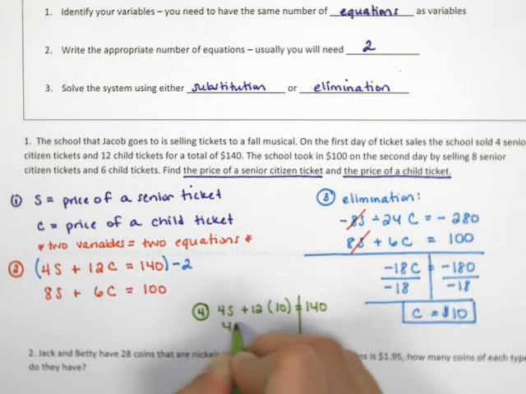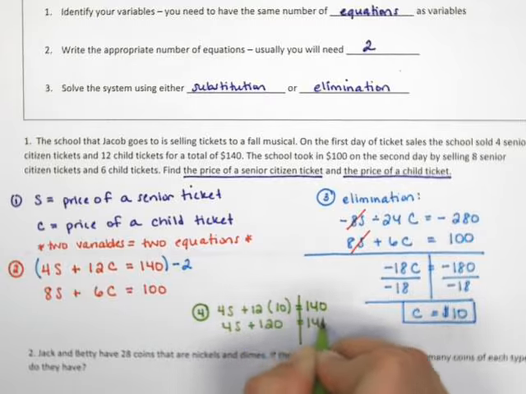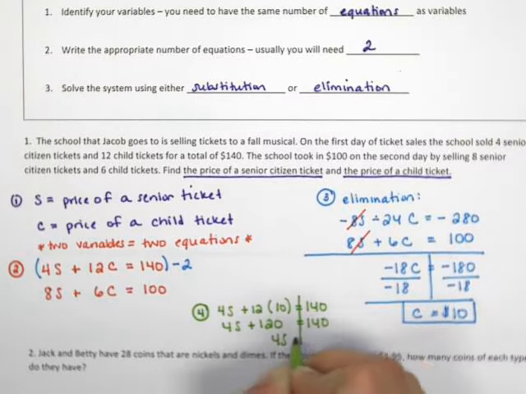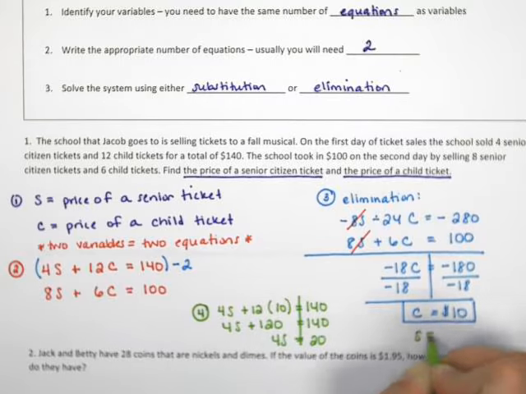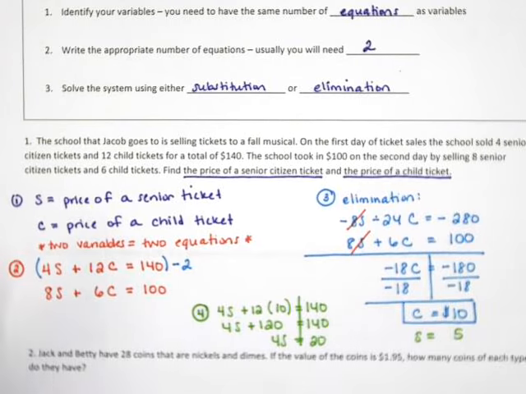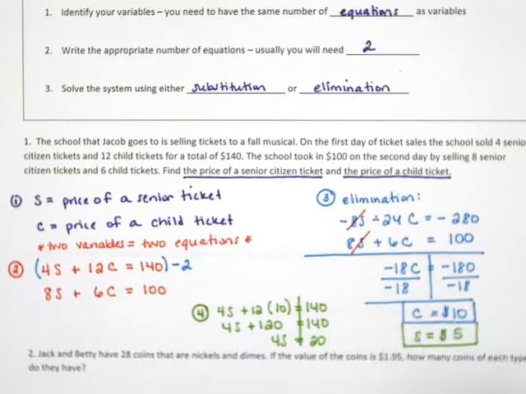12 times 10 is 120. When I subtract 120, I get 4S equals 20. So S must be 5. And since S is the price of a senior citizen ticket, $5 would be the value of S.